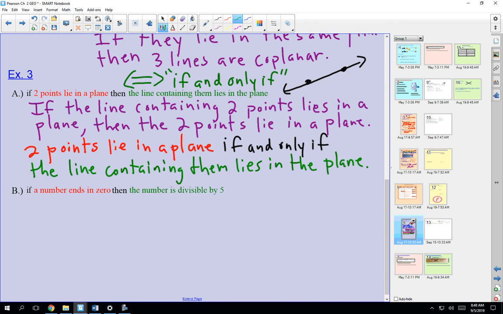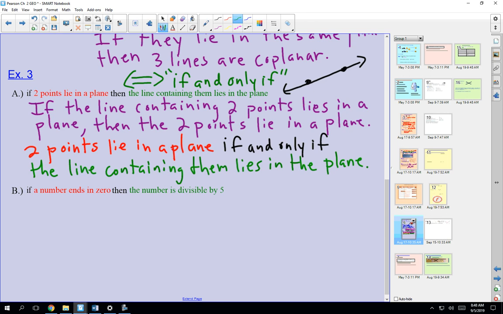What about the second one? Do you think the converse is true on this second one? No. If a number is divisible by 5, then the number ends in 0. So no, because it could end in 5, like 15. So we have a counterexample. So if the number is divisible by 5, a number like 15 could be divisible by 5. And since it doesn't end in 0, then it's not true.